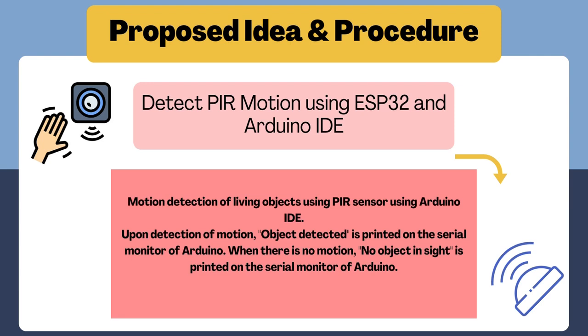Hi, my name is Alia and I'm going to present about the proposed idea and procedure. For detecting PIR motion using ESP32 and Arduino, the proposed idea is motion detection of a living object using a PIR sensor with the Arduino IDE. Upon detection of motion, "object detected" is printed on the serial monitor of Arduino. When there is no motion, "no object inside" is printed on the serial monitor.